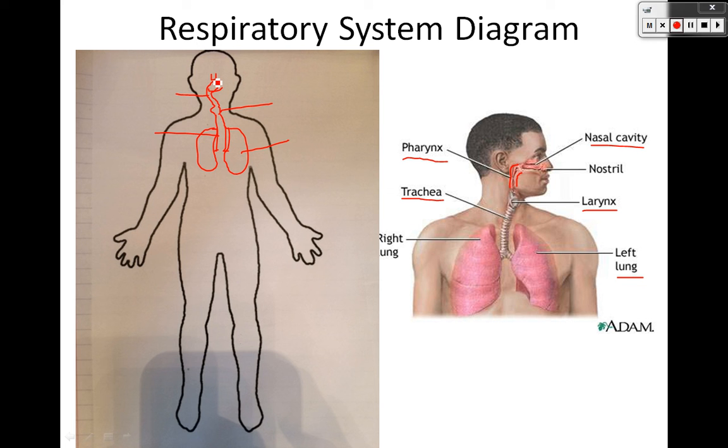So we go from the nose and the mouth to the pharynx, to the trachea, to the larynx. I'm sorry, to the larynx. Let me say that again. It goes from the nose and the mouth to the pharynx, then to the larynx, then to the trachea, and finally into the lungs. All right, so let's now look at what all of these different things do.